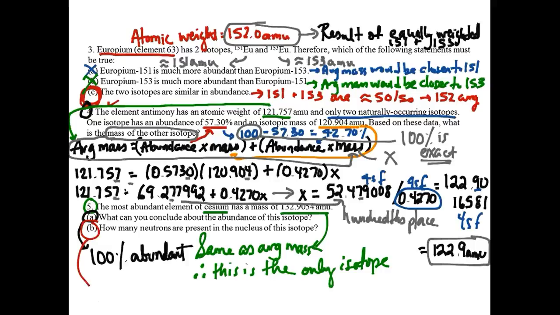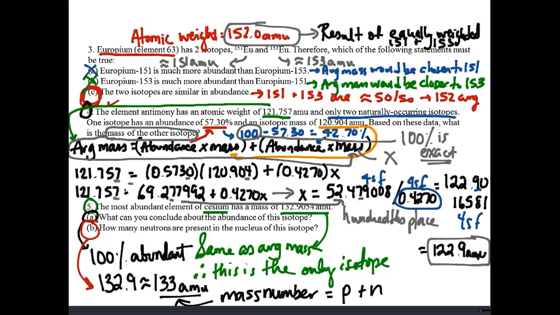Now let's look at problem B. Problem B is asking about how many neutrons are present. If we take our mass of this particular isotope, 132.9, we round it to the nearest integer. That's 133. That's the mass number of this isotope, so it is cesium-133. That is the number of protons plus neutrons.